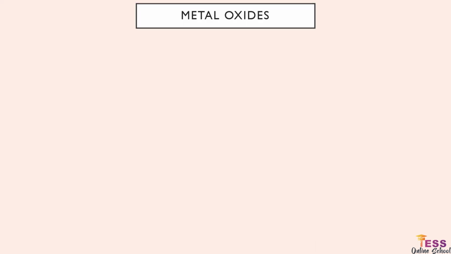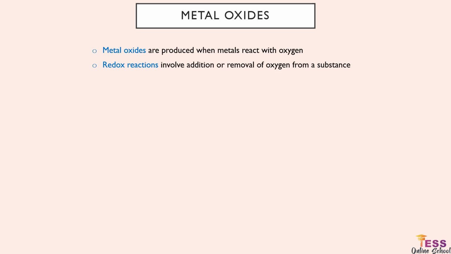Let's firstly talk about metal oxides. Metal oxides are produced when metals react with oxygen. We have learnt about redox reactions in the context of gaining or losing electrons, but redox is also in terms of the addition and removal of oxygen from a substance. So let's see what redox in terms of oxygen entails.